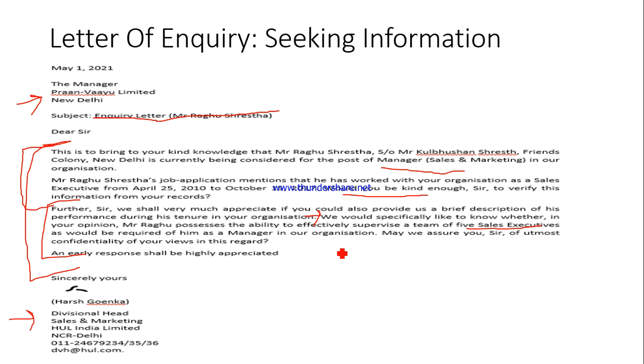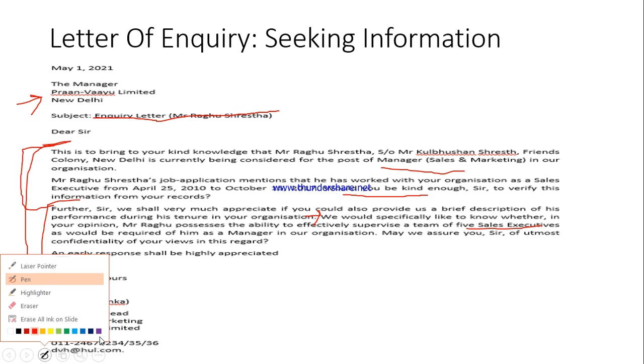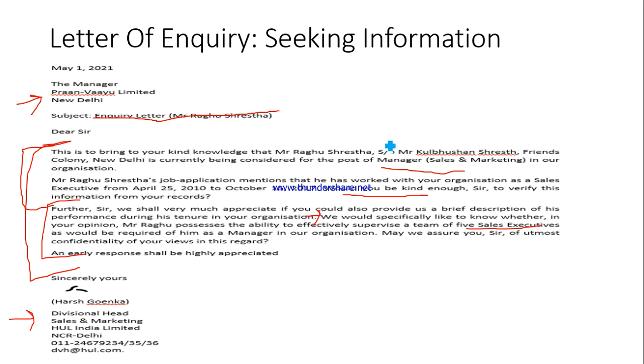Basically, I am seeking 3 pieces of information. Number 1, I am trying to verify whether Mr. Raghu Shrestha has actually worked with Pranavayu or not, as has been mentioned in his job application. This is the first piece of information which I am seeking. Second, I want to know how he has performed in your organization, in Pranavayu Limited.